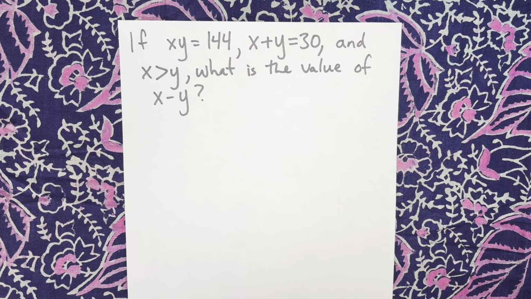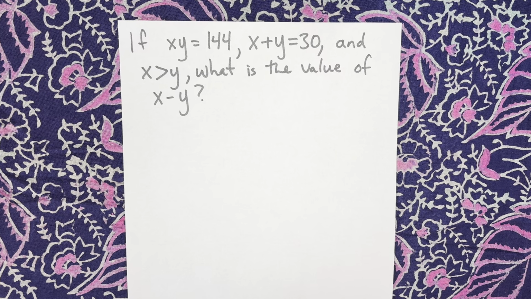Today, we're going to be solving a system of equations, but we're going to do it in kind of a unique way because this problem can be solved using some reasoning skills. So here's the situation. If x times y equals 144 and x plus y equals 30 and x is greater than y, what is the value of x minus y?